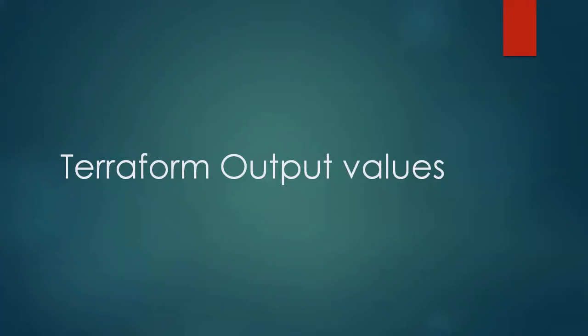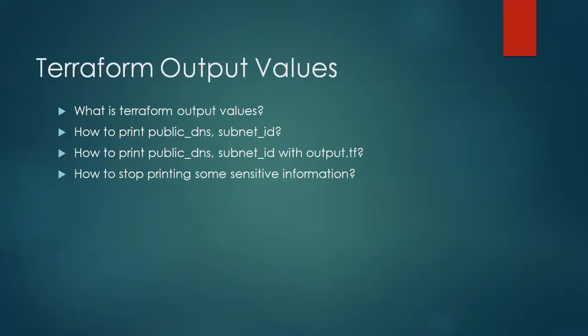So today's session we are going to talk about Terraform output values. And in today's video we are going to discuss all these points: what is Terraform output values, how to print public DNS and subnet ID, how to print public DNS and subnet ID with output.tf, and last one, how to stop printing some sensitive information.